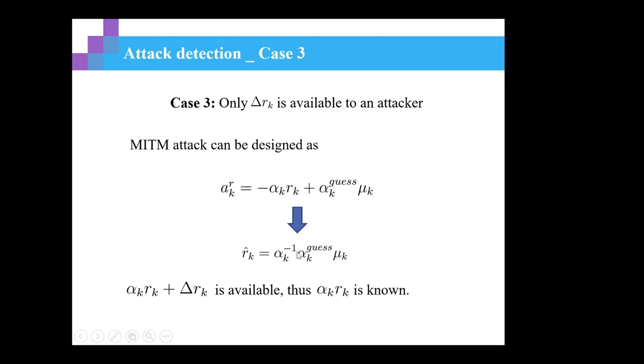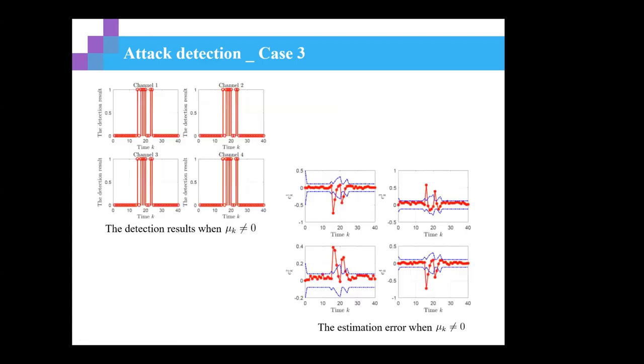From this expression, we can see that if the parameter alpha sub key is small enough, then R hat sub key will become very, very large. In this situation, all attacks will be detected, because this variable is related to the attack detector. This is the attack detection result in case three. From the results, we can see that the majority of attacks can also be detected.